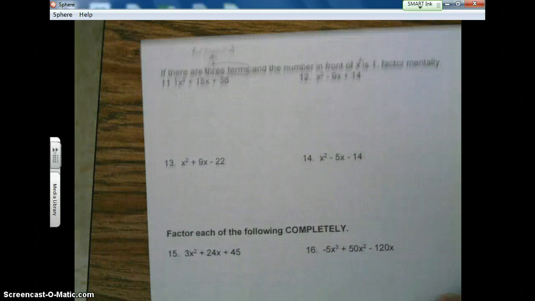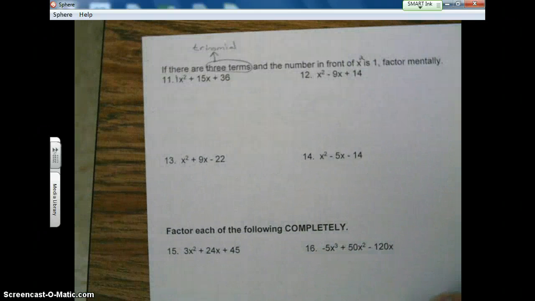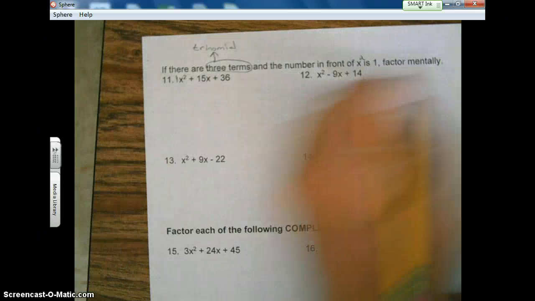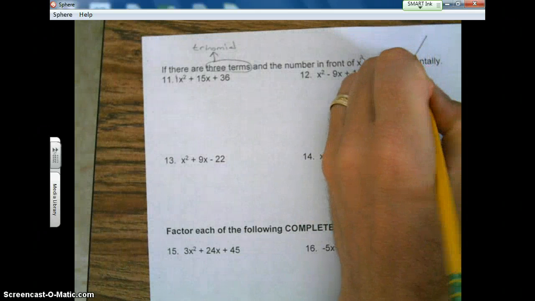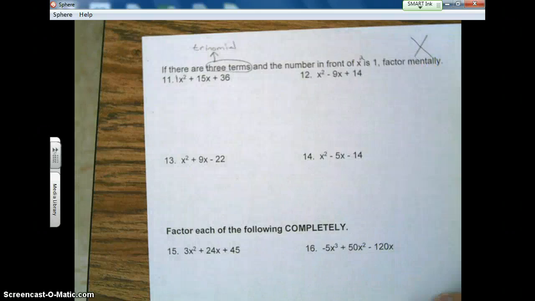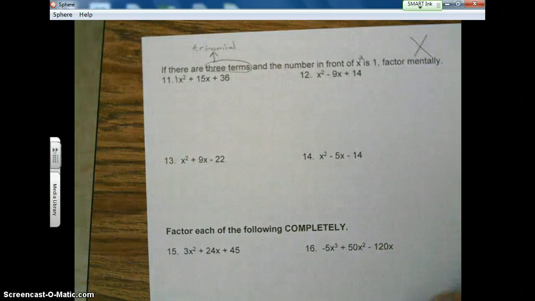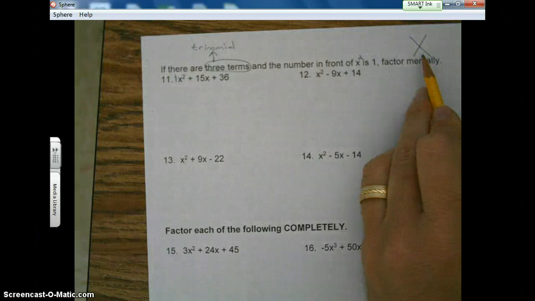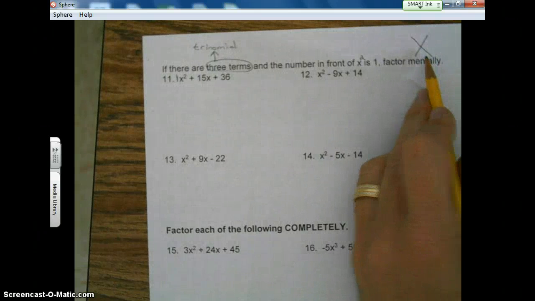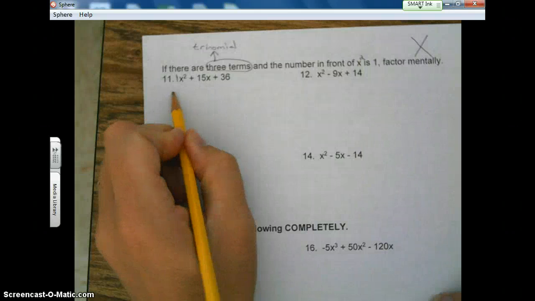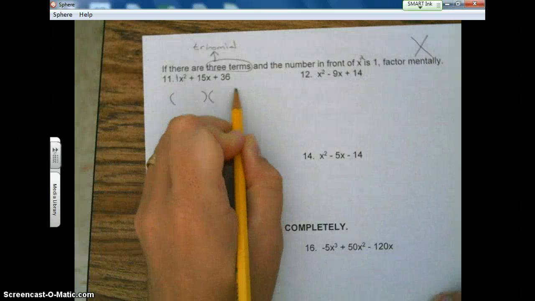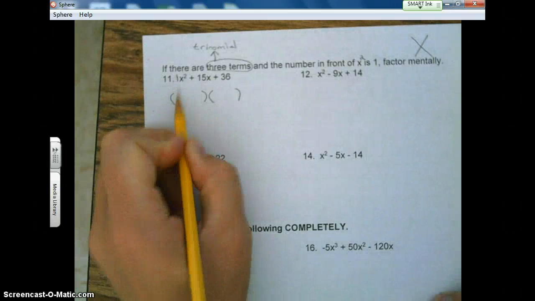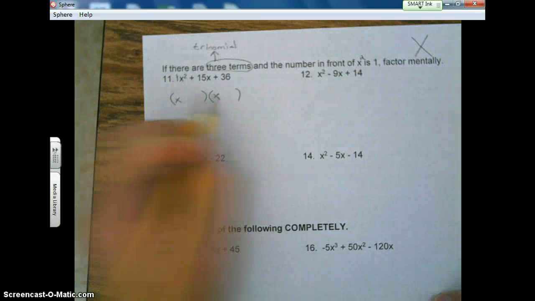Factor mentally. Okay, so we're going to factor this mentally. So remember in the past, we used the x factor. Okay, so these are set up to factor mentally. Now, if you have to use the x, then you have to use the x. But let's see if we can get good at this. So, breaking this up, how do we get x squared? x and x. So now we think.